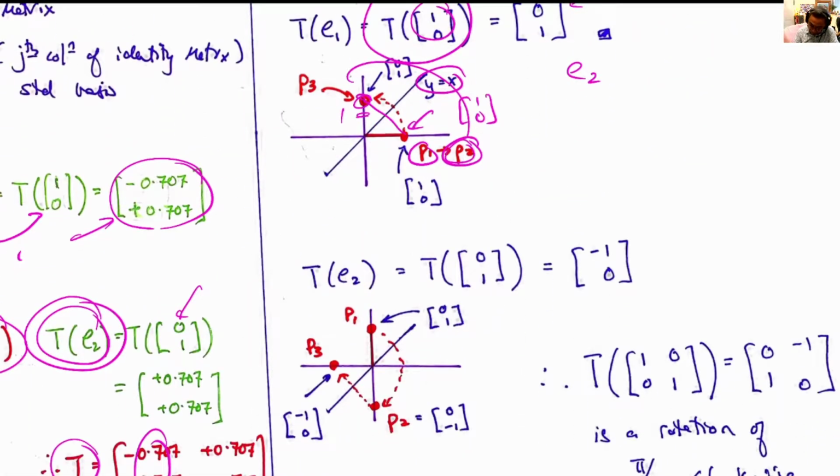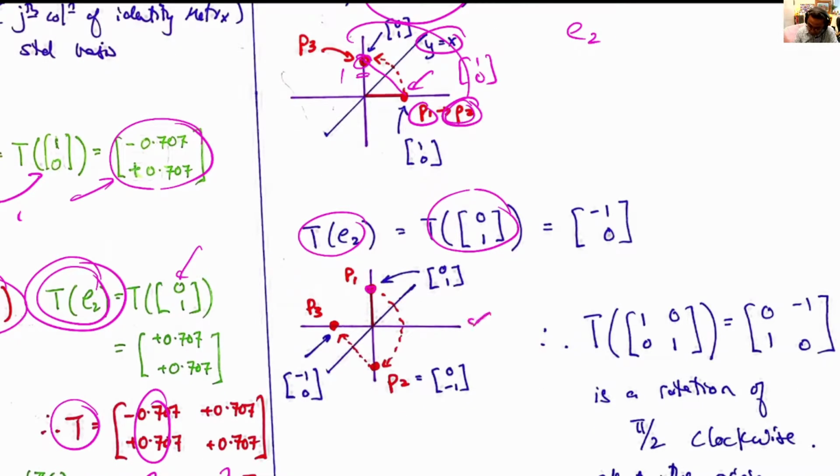What about E2? Here, we are first asked to reflect across the x-axis. This is the x-axis, so we are at point P2. We're asked to reflect against this line, y equals x, so it brings us here. So P1 basically changed to P3. We read off P3, the coordinates are -1, 0.